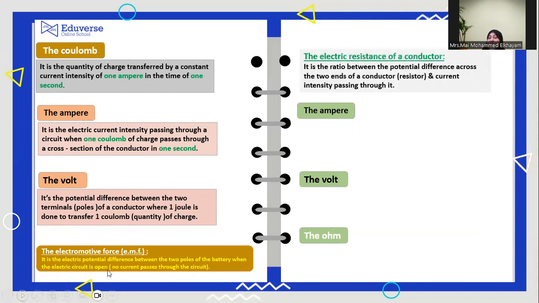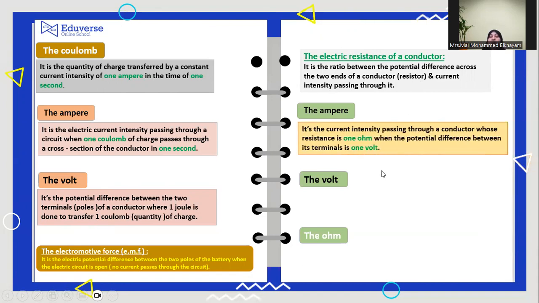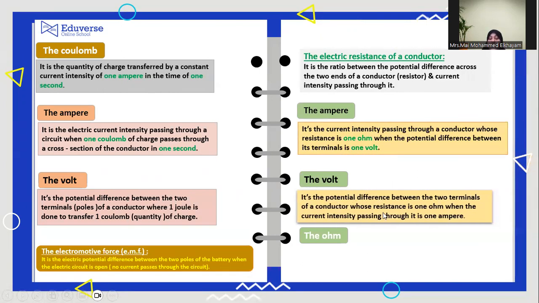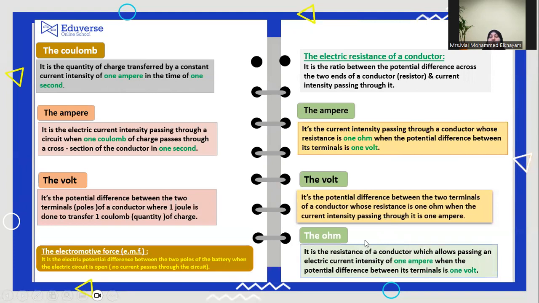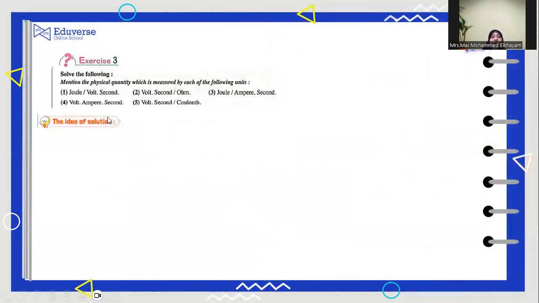Here I have the electric resistance of a conductor. This is the definition for electric resistance of a conductor according to Ohm's law: the ratio between the potential difference across two terminals of the conductor and the current intensity. And here is another definition for ampere, volt and ohm. Let's go. So we're going to answer 2 or 3 questions from these, and you have to practice on the others.